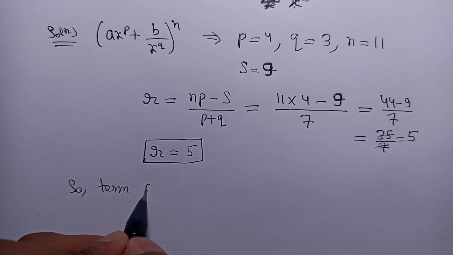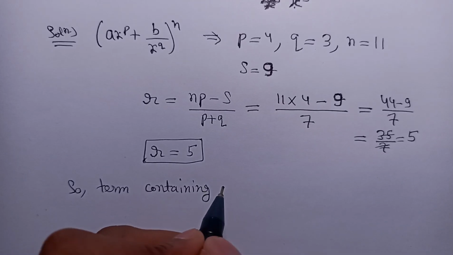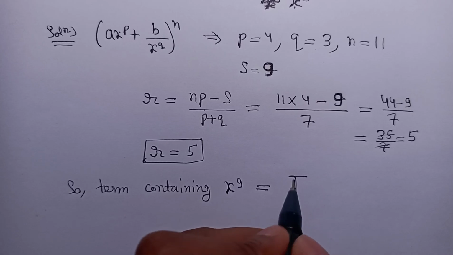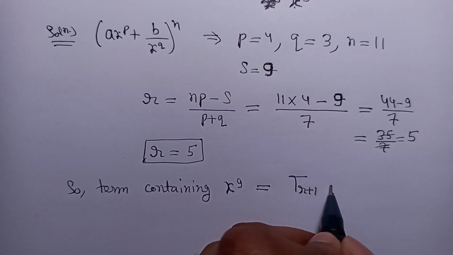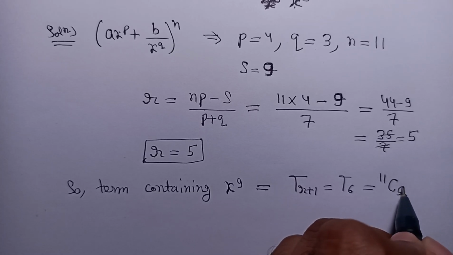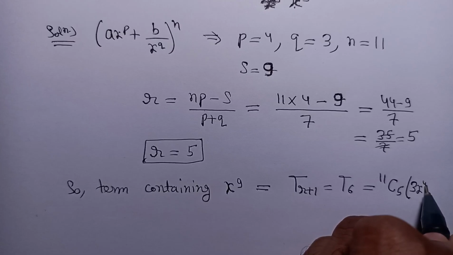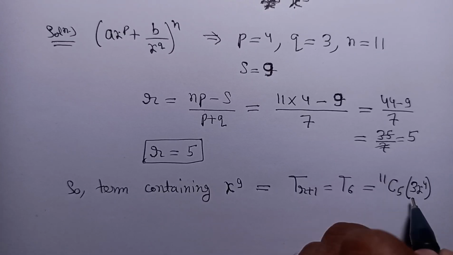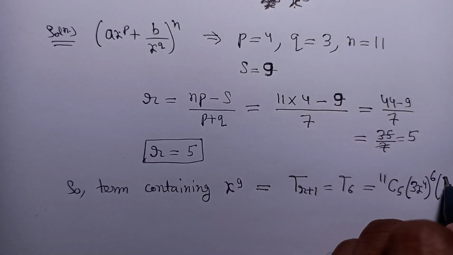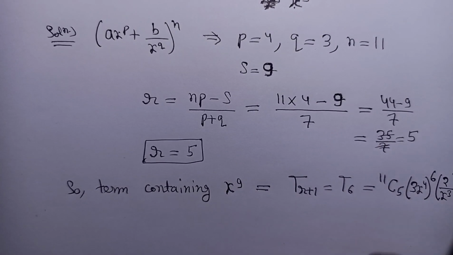So the term containing x power 9 will be equal to t r plus 1, means t6, which is equal to 11c5. First term is 3 x power 4 whole power will be the difference, 11 minus 5, 6, and second term is 2 by x cube, power will be 5.